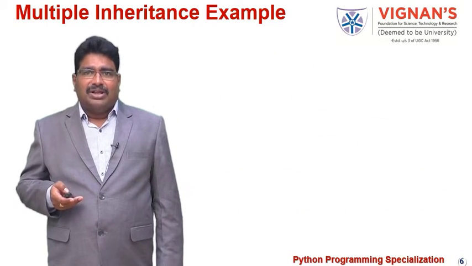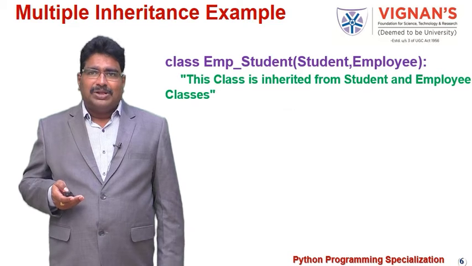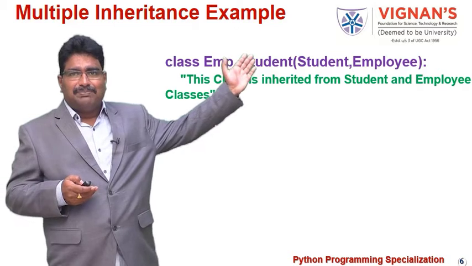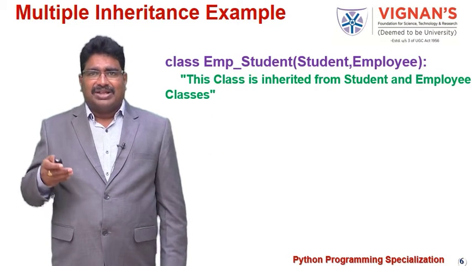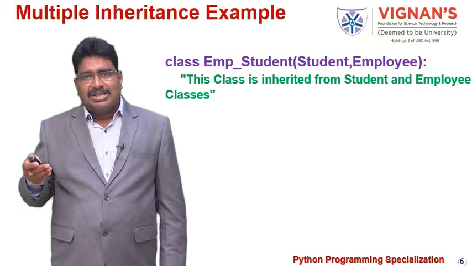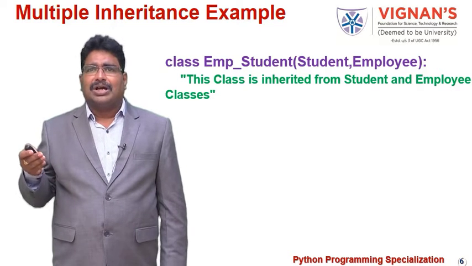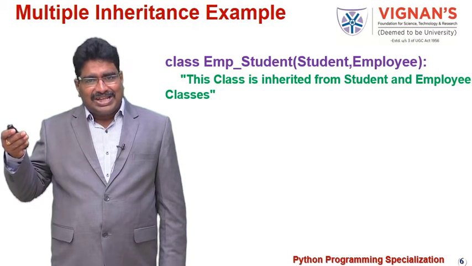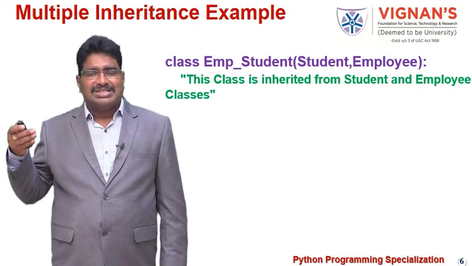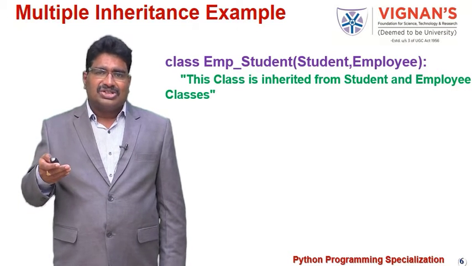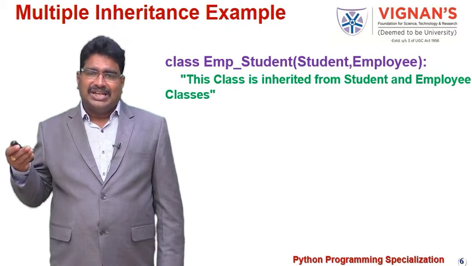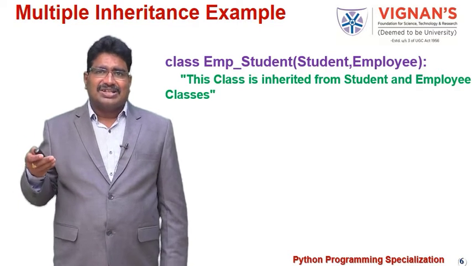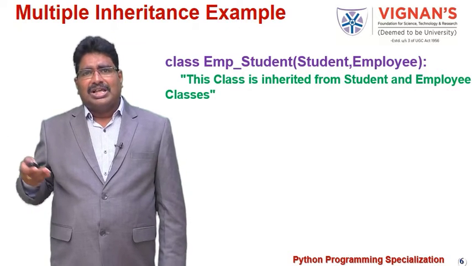Now we define how to use multiple inheritance to create the employee student. Here we write class EMP student, which indicates that we are creating EMP student as a class, and within the parentheses we give student comma employee. That indicates that the EMP student class is derived from the student as well as the employee classes. The doc string we use says this class is inherited from student and employee classes.